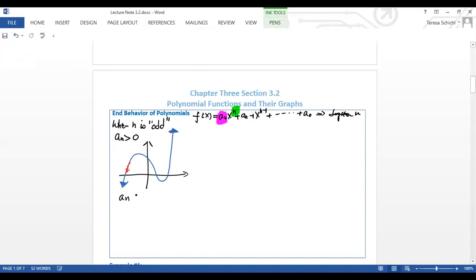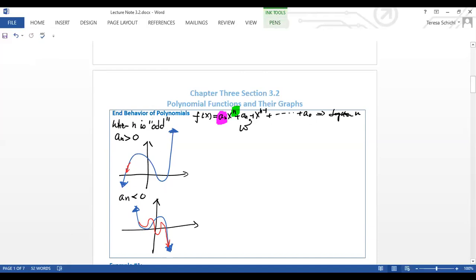Now the next one is still odd, but when a_n is less than 0, what is your graph going to look like? You still have one going up and one going down. Whatever the polynomial is, now the left-hand leg goes up and the right leg goes down. In between you can go many times, but the final one on the right is going down and the final one on the left is going up. That is when you have an odd degree.